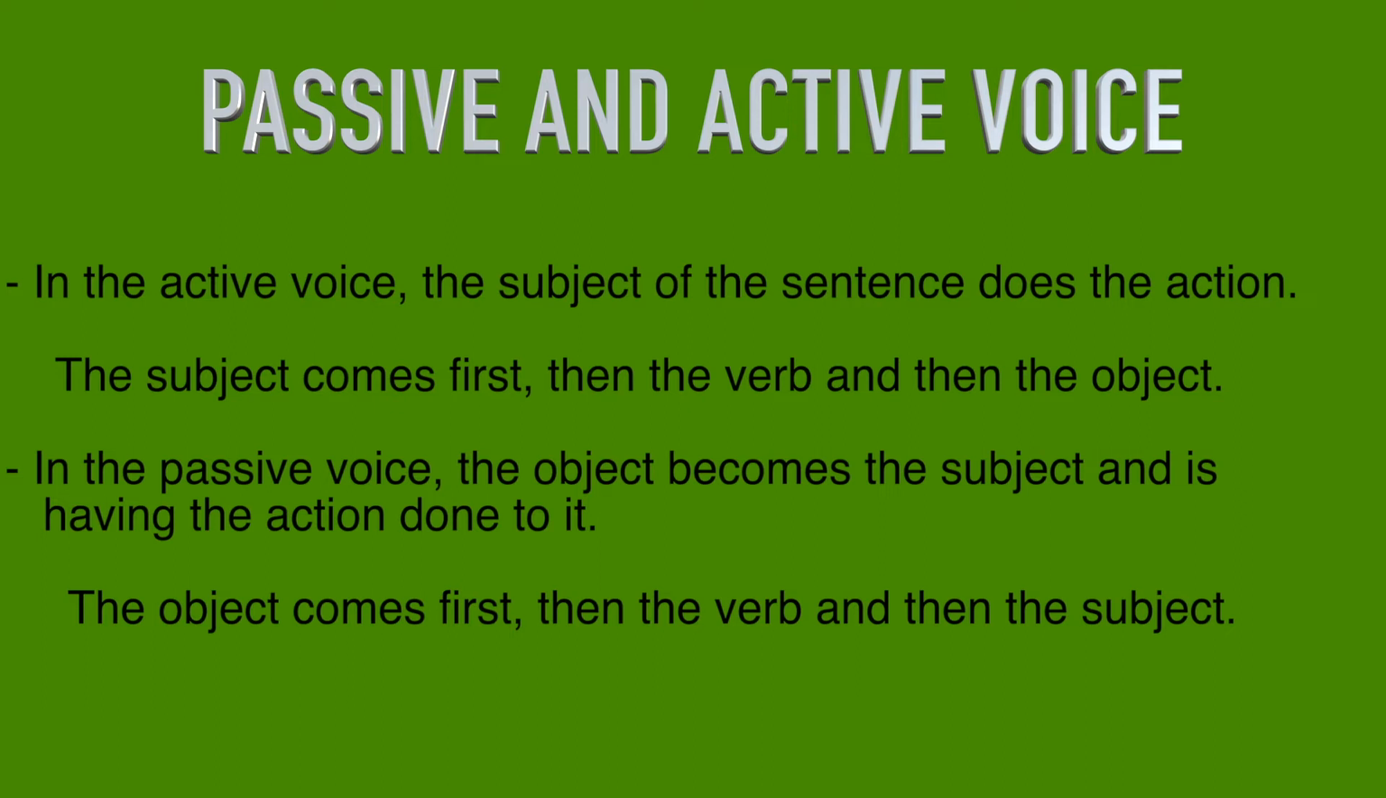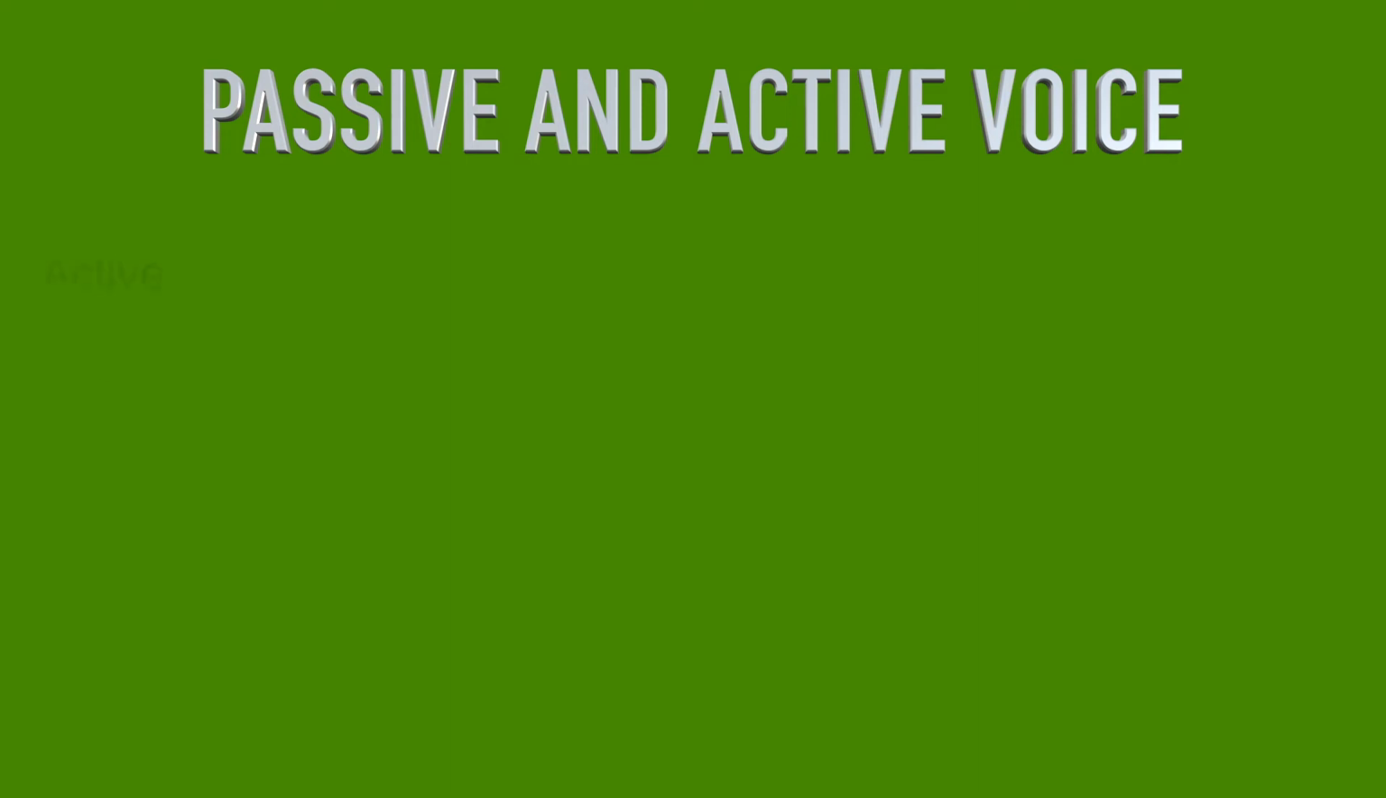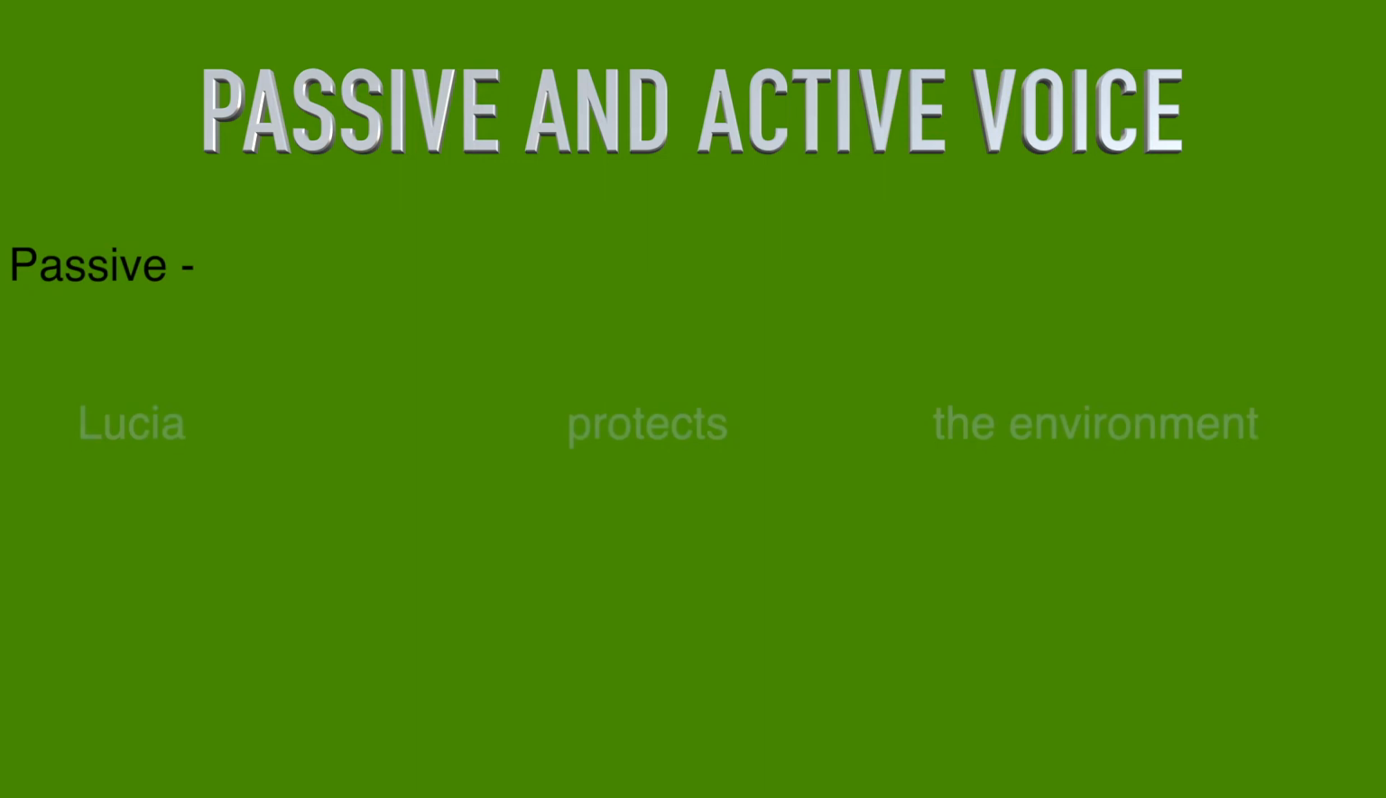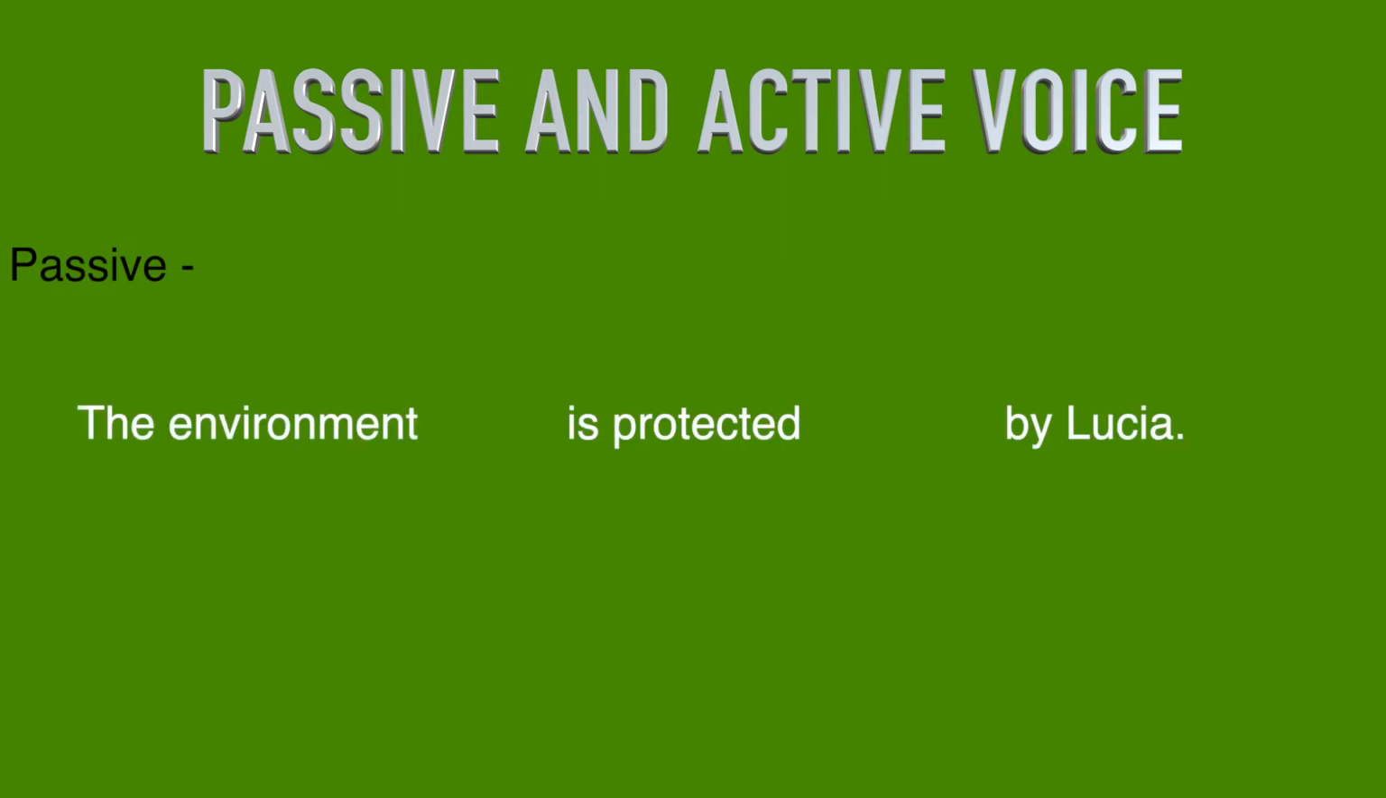In the passive voice, the object becomes the subject and is having the action done to it, meaning the object comes first, then the verb, and then the subject. For example, active voice. Lucia protects the environment. Lucia is the subject, protects is the verb, and the environment the object. Now in the passive voice, the environment is protected by Lucia. The environment is the subject, is protected the verb, by Lucia the object.